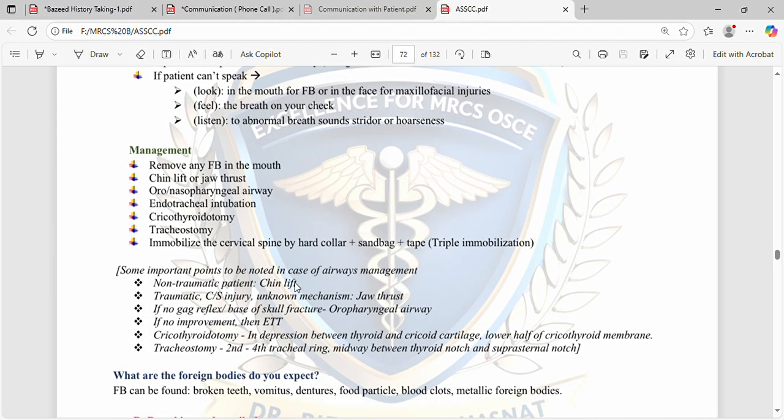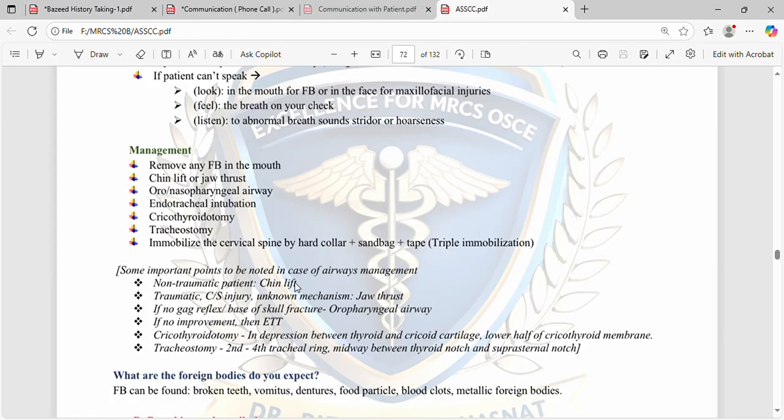Okay, so these are some important tricky points for management of airways. In a non-traumatic patient you can do chin lift, but if there is a C-spine injury you can't do the chin lift maneuver, it will damage the cervical spine. So with a traumatic cervical spine injury or unknown mechanism, we do jaw thrust in those patients. If no gag reflex, or base of skull fracture, use a pharyngeal airway. If no improvement, then ETT, endotracheal intubation.